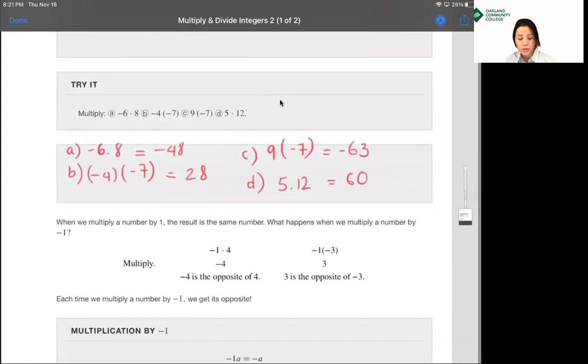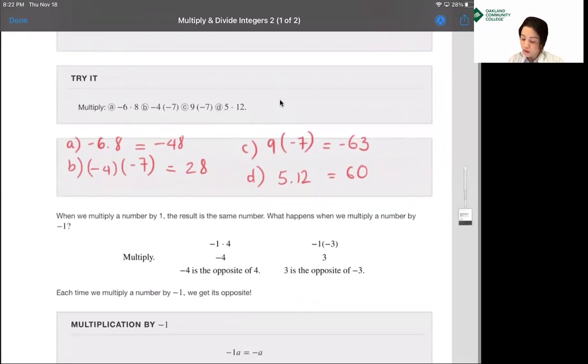Now, when we multiply a number by 1, the result is the same number, right? So for example, 1 times 3 is equal to 3, 1 times 10 is still 10, 1 times 100 is still 100. But what happens when we multiply a number by negative 1? Let's multiply a positive number, then a negative number by negative 1 to see what we get. For the first example, I have negative 1 times positive 4. The two numbers have different signs, so the product will be negative, right? So it'll be negative 4. We say negative 4 is the opposite of 4.